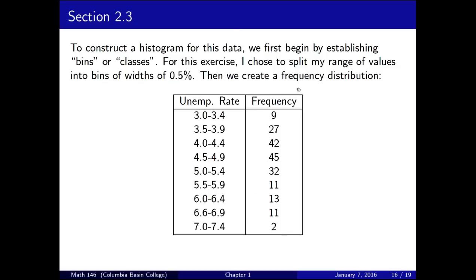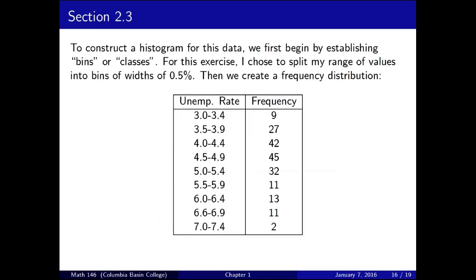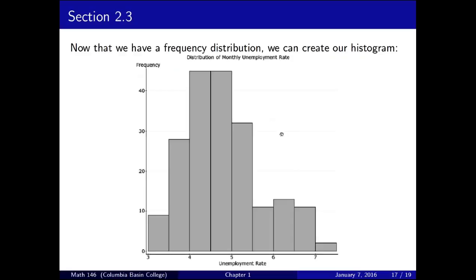Once we have those bins established and have counted up how many go in each, the histogram is kind of like a bar chart. We're going to take a bar and make it as high as 9, and take a bar here and make it as high as 27. You can see that's what I've done here in the histogram.